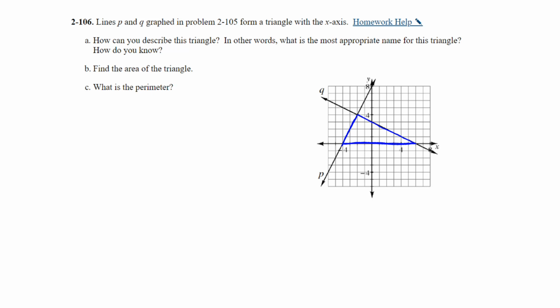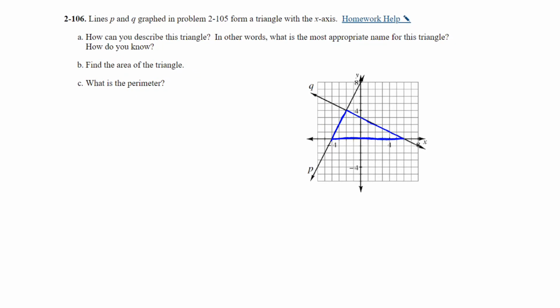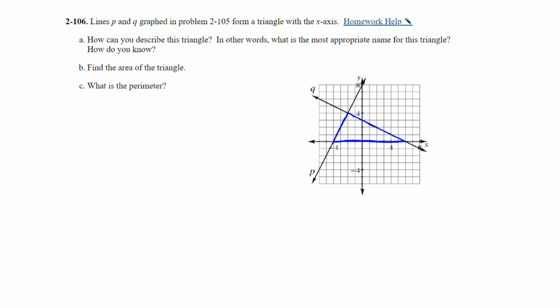So what do we know to describe this triangle? Well, we found out the slopes were perpendicular. And so we know that this forms a right angle. So therefore, on part A, we know we have a right triangle. And how do we know that? We know that because the slopes are opposite reciprocal.